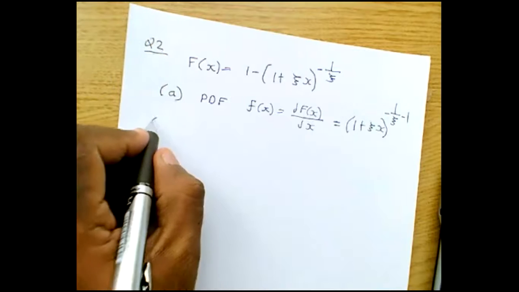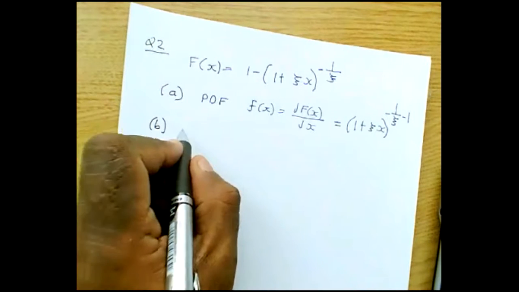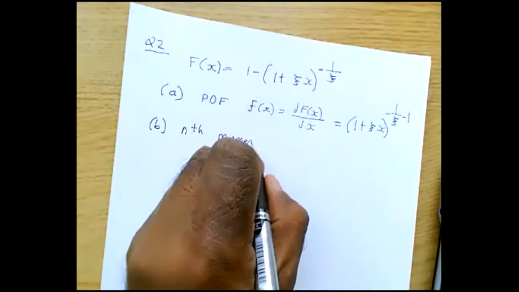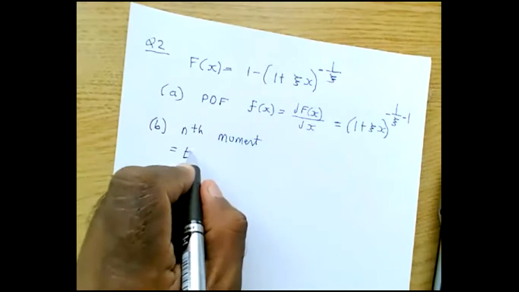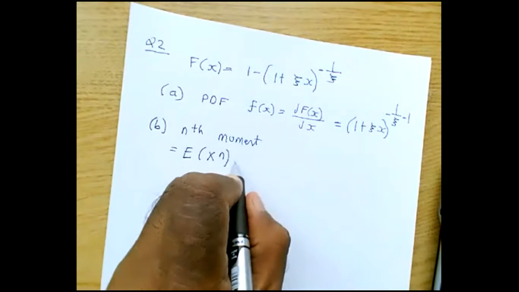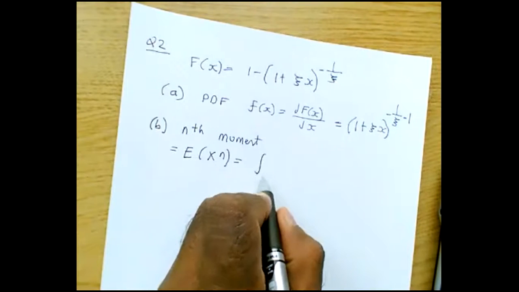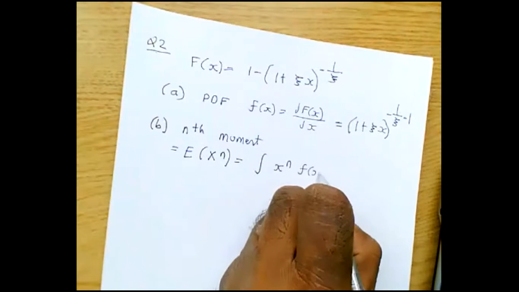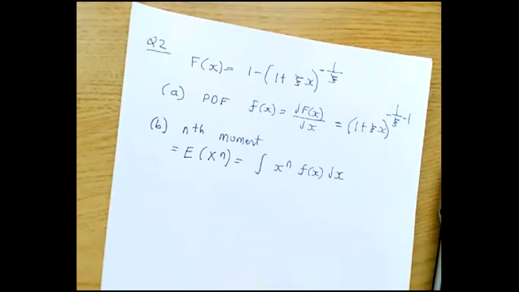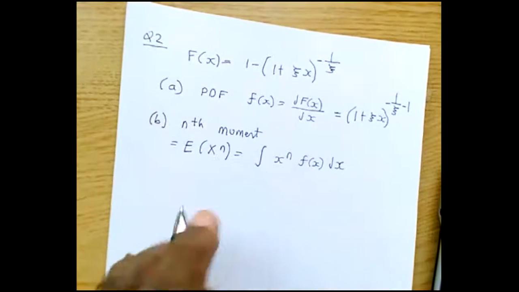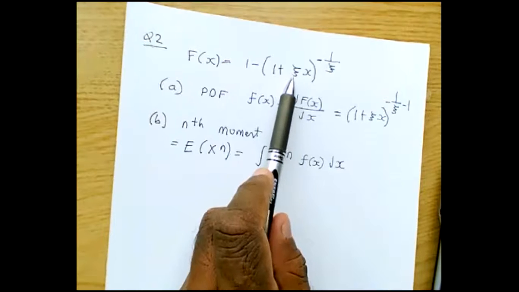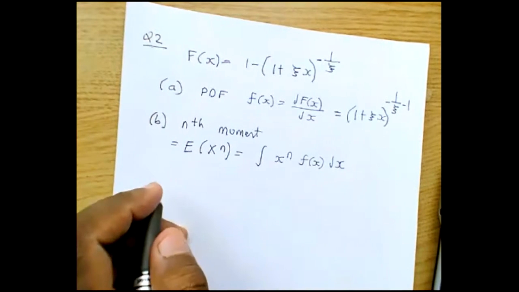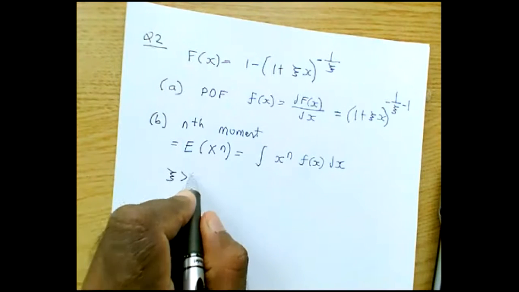Now, part B is to find the nth moment, which is equal to the expected value of x to the power n, which is equal to the integral of x^n f(x) dx, right? Okay, now once again, psi is the shape parameter, which can take values from minus to plus infinity. So we need to consider three different cases.